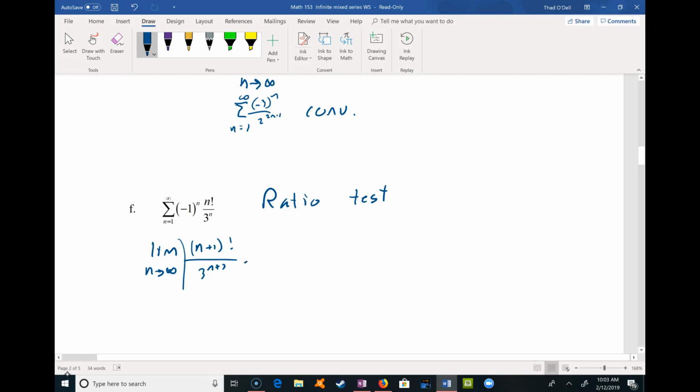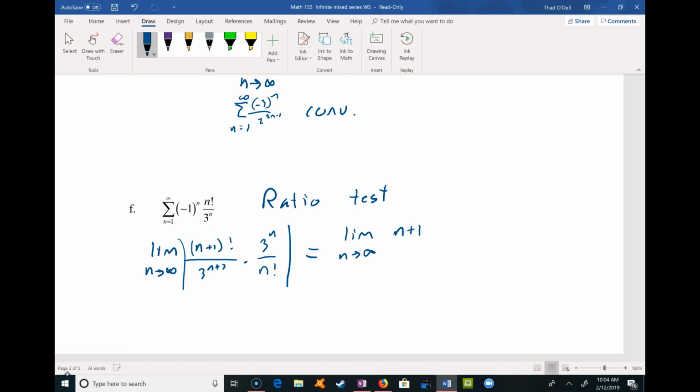And then multiply that by a sub n flipped over because we're dividing by a sub n, so that would be 3 to the n over n factorial. Okay? Alright. So then, we're going to just simplify this. The limit as n approaches infinity of n plus 1 factorial divided by n factorial, that would just be n plus 1. And 3 to the n divided by 3 to the n plus 1, that leaves an extra factor 3 down here, so that would be over 3.